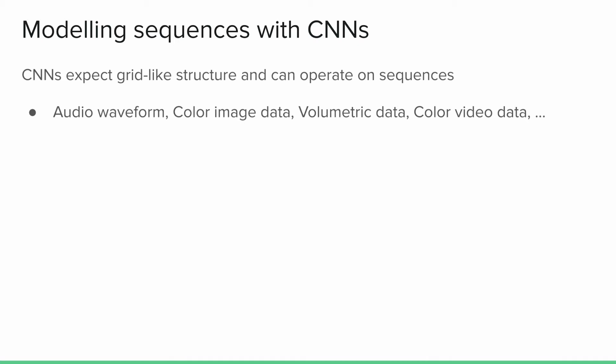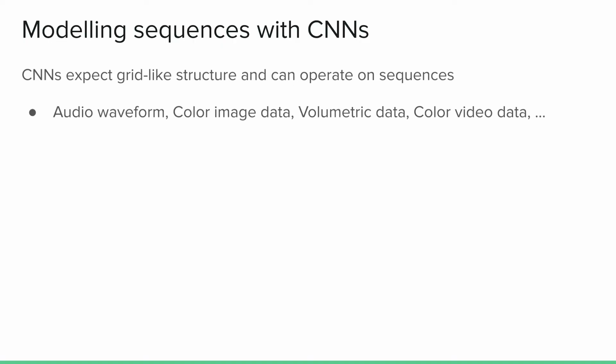Imagine a video. When you're processing a video, it can really help to know what you did in the previous frame. But CNNs expect a grid-like structure and they can operate on sequences, but only in a limited way. Remember the YOLO video from last week? We saw that the recognized boxes were jumping around crazily, and the reason was that each frame was processed individually, without any information from the previous frame and without any information passing on to the next frame. So can we make this a bit better?